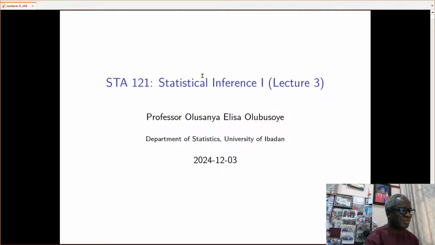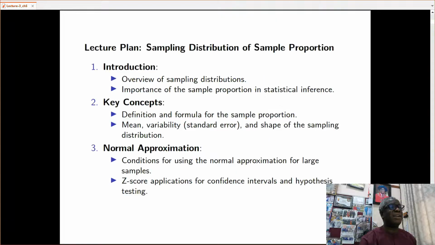You are welcome to today's lecture on the sampling distribution of sample proportion. Here is the plan for our discussion today. We will start with an introduction and we will highlight what the sampling distribution of a sample proportion is and why it's important.